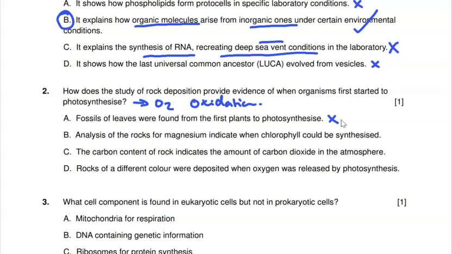Analysis of rocks for magnesium indicate when chlorophyll could have been synthesized. That's not the case. Carbon content indicates the amount of carbon dioxide in the atmosphere. It doesn't actually. Rocks of different color were deposited when oxygen was released by... Well, this is right. This is where the oxidation of rocks comes in, and it creates often reddened layers, particularly associated with iron. So we're going to go for 2D.